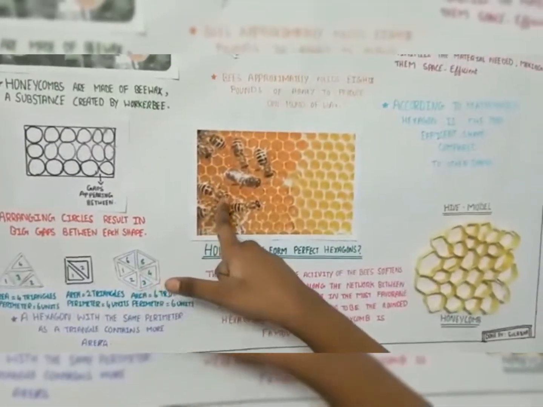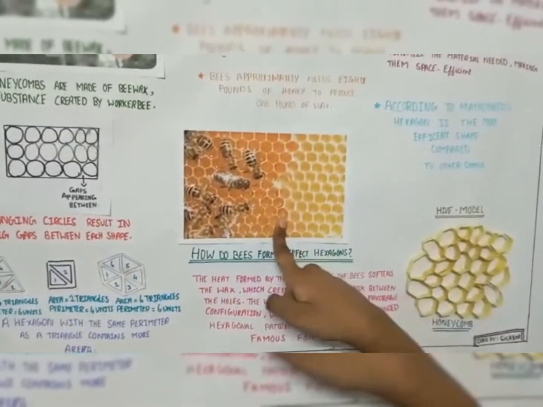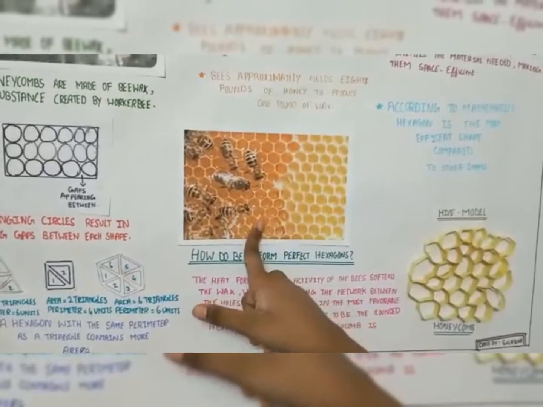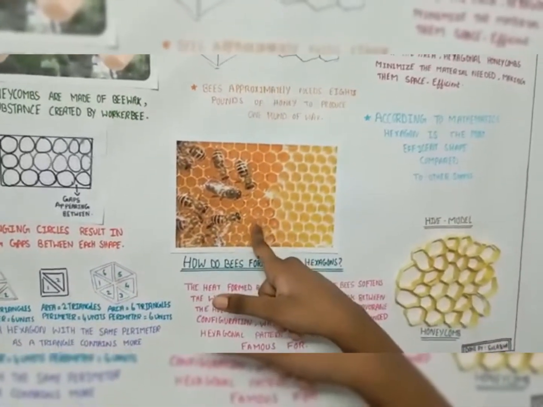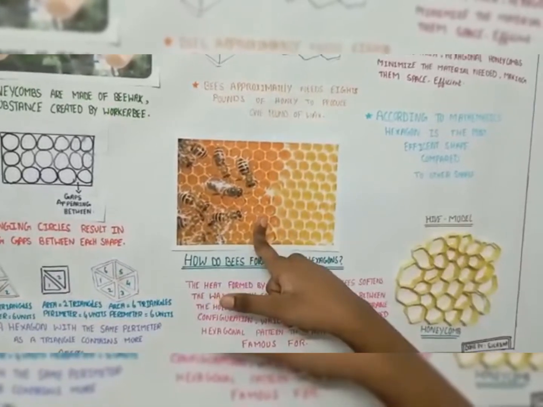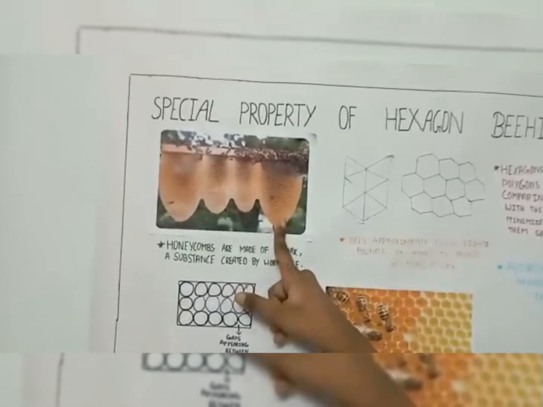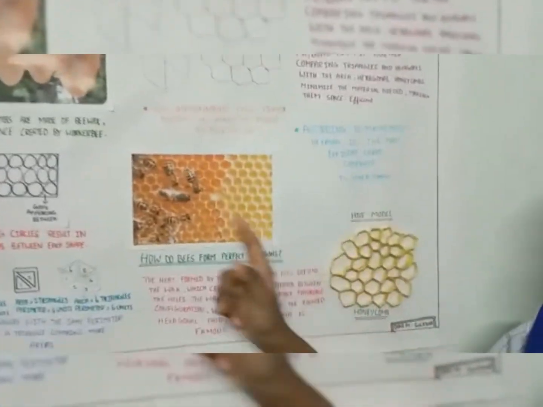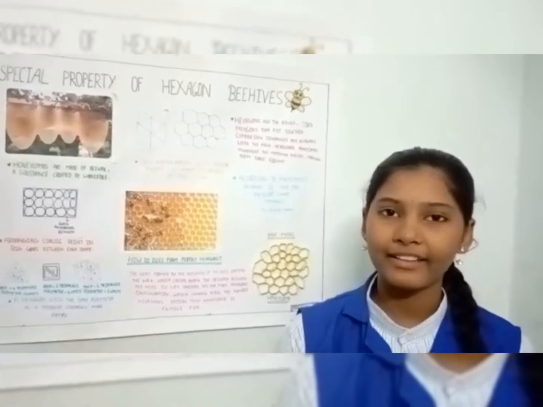The heat formed by the activities of the bees softens the wax and creeps along the network between the holes. This wax hardens in the most favorable layout, making it into hexagon patterns as shown in this figure. Here is a model of a beehive. Here is a closer view of a beehive. According to mathematics, hexagon is the most efficient shape when compared to other shapes.